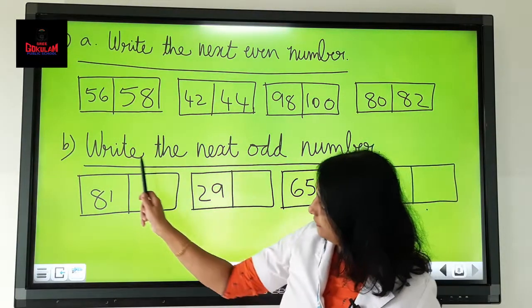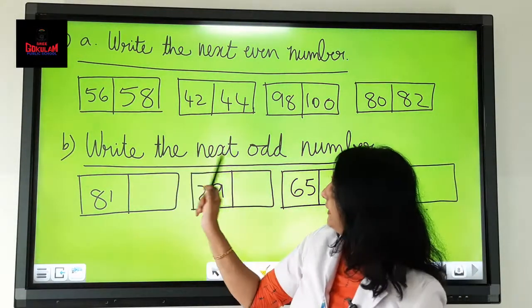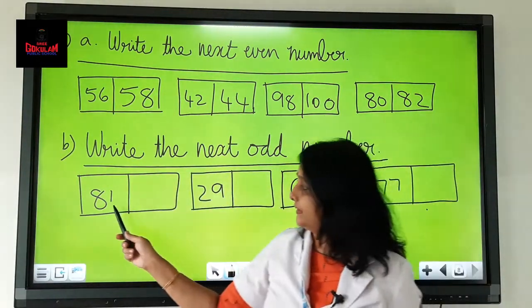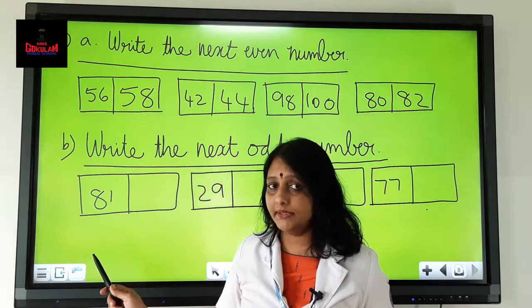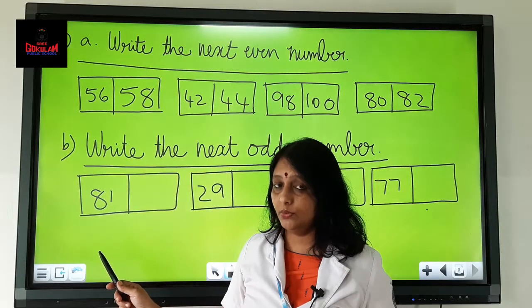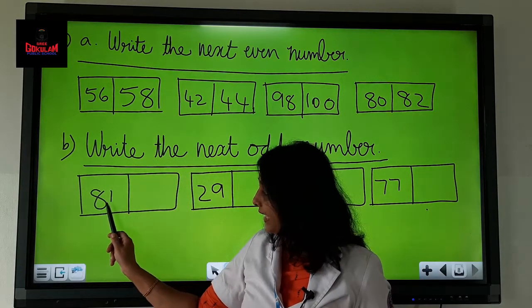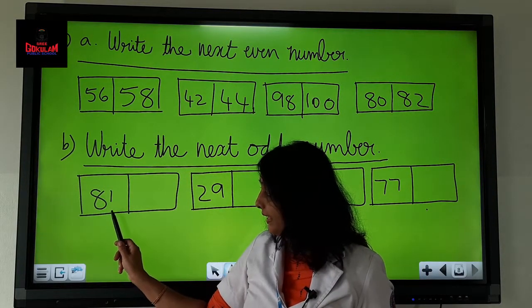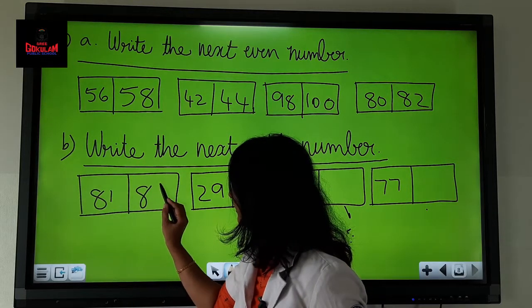Next question, we have to write the odd numbers. Write the next odd number. This number is 81. After 81, the number is 82, which is an even number. After 82, the number is 83. So, after 81, the next odd number is 83.